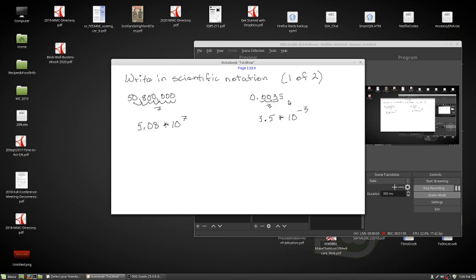For the number between 0 and 1, such as we have here, we're moving the decimal point 1, 2, 3 times. So we end up with 3.5 times 10 to the negative third. If you're moving the decimal place to the right, it's a negative exponent. When you're moving it to the left to change it to scientific notation, it's a positive exponent. Works out pretty much the opposite way when you're going from scientific notation to decimal notation.